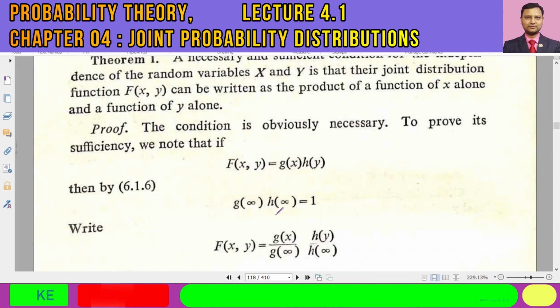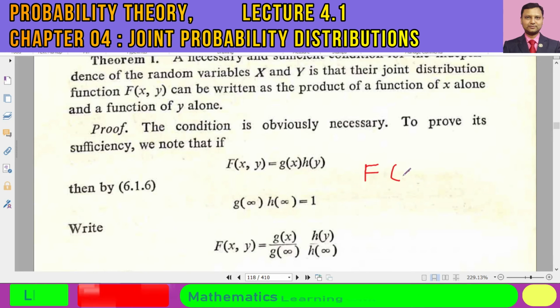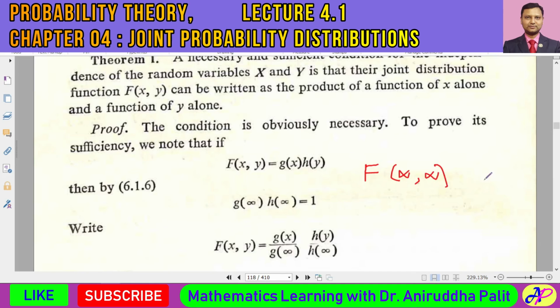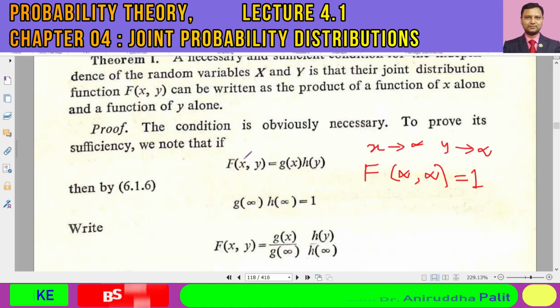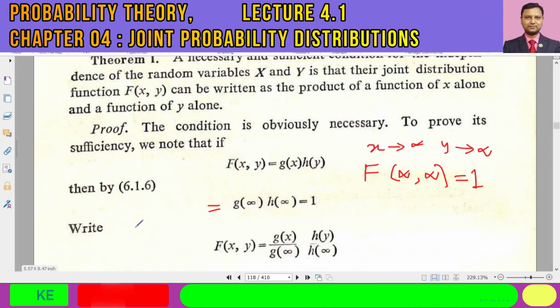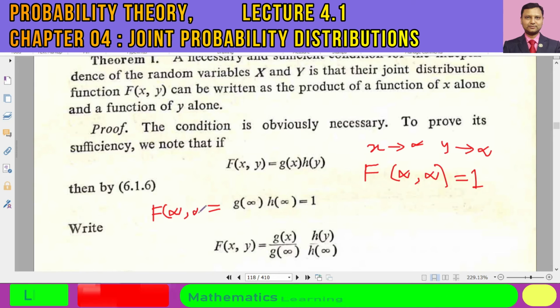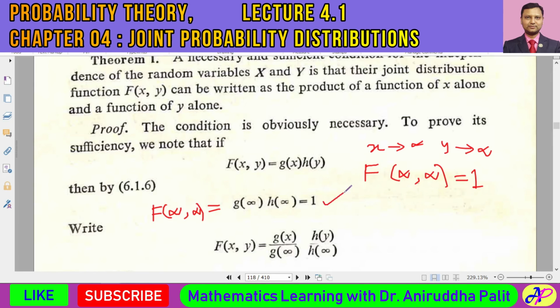Okay. Now, how to show this result? We have the result that F of infinity comma infinity is equal to 1. So from this result, if you take the limit with x tending to plus infinity and y also tending to plus infinity, then on the left hand side we shall have F of infinity comma infinity, and this value should be equal to 1.